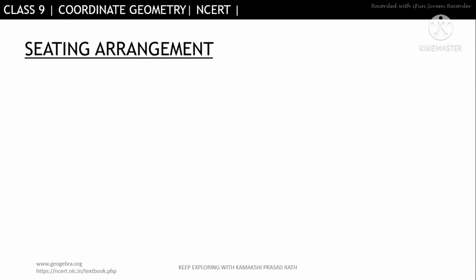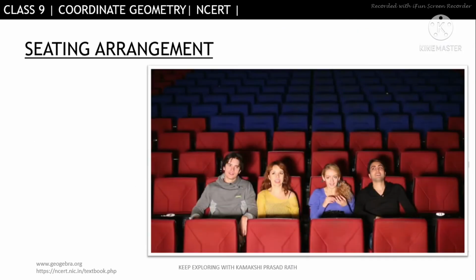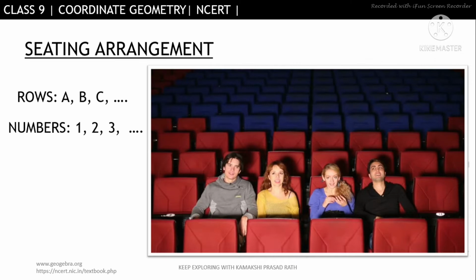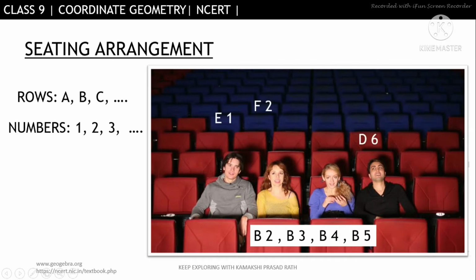Similar things we find in seating arrangements. Suppose in a movie hall we see the seat numbers are given like B2, B3, B4 or B5. When you talk of B4, it's the fourth seat in row B, or when you say B5, it's the fifth seat in row B. Like that we have different seat numbers, like E1, F2, D6. So these show the position of the place. Easily we can find out where the person is if we know the position, right?